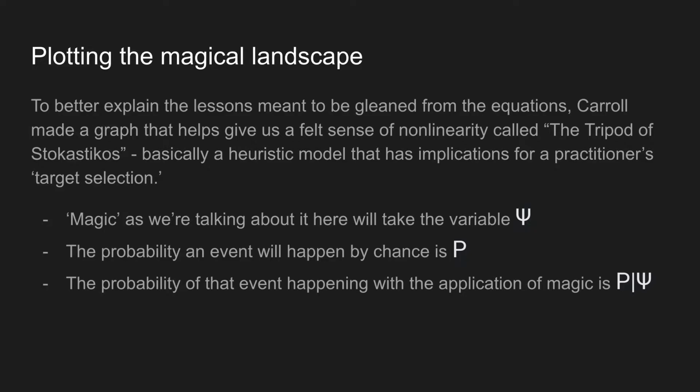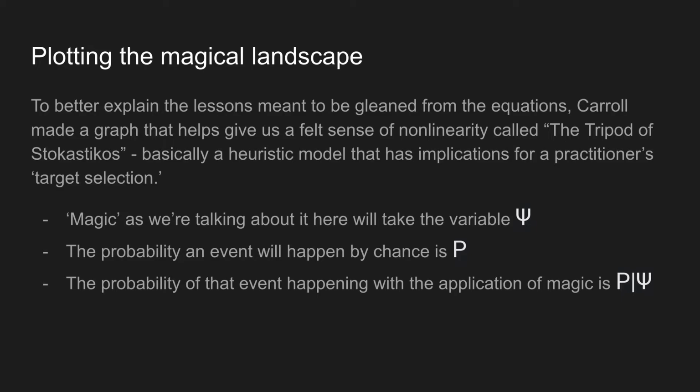So we're going to be talking about a few variables here, and an output basically that comes out of those variable inputs. When I'm talking about magic here, I will be using his variable psi. He also uses m sometimes, just because getting the psi variable here is kind of a pain in the ass. Still haven't been able to find the keyboard shortcut for it. Let me know in the comments if you know what it is. So psi is basically your magical potency.